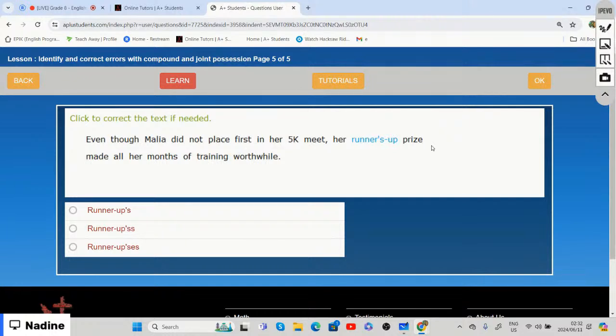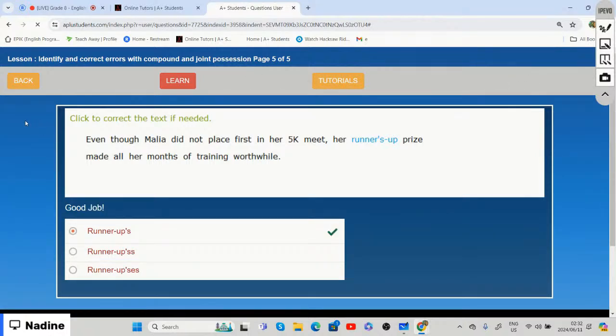And the same with this one. Even though Malia did not place first in her 5K meet, it says her runners up prize made all the months of training worthwhile. So we don't say her runners up, right? But we need to say her runner ups prize because it is joined, it is one word now. All right. So option one is the incorrect one.